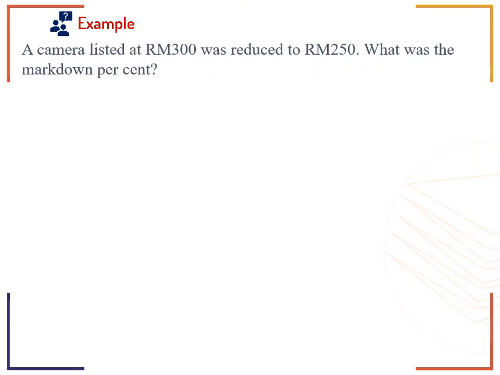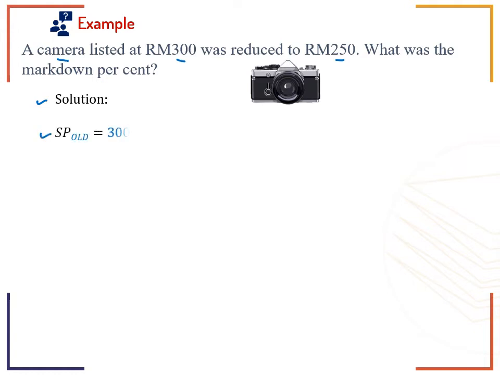Next example, a camera listed at 300 was reduced to 250. What was the markdown percent? The solution: given old selling price equal to 300, new selling price equal to 250. So to calculate markdown percent, apply the formula of percentage of markdown equal to markdown over old selling price multiply 100%.